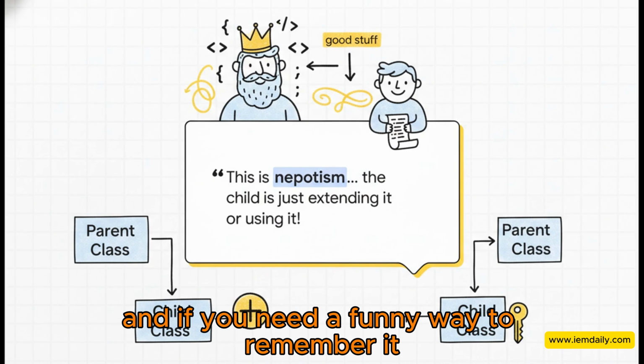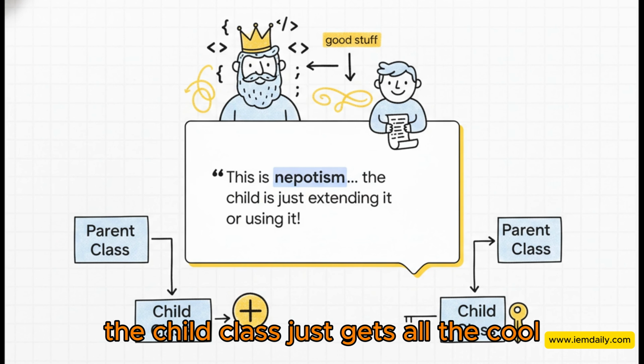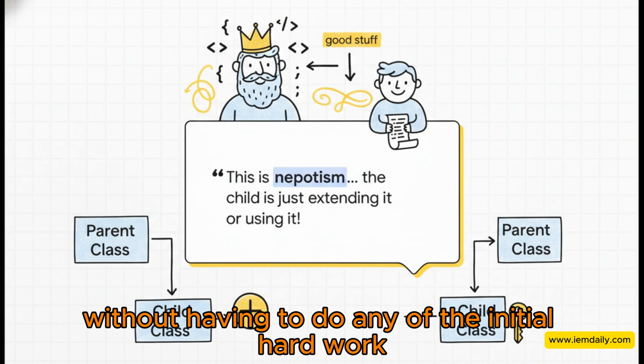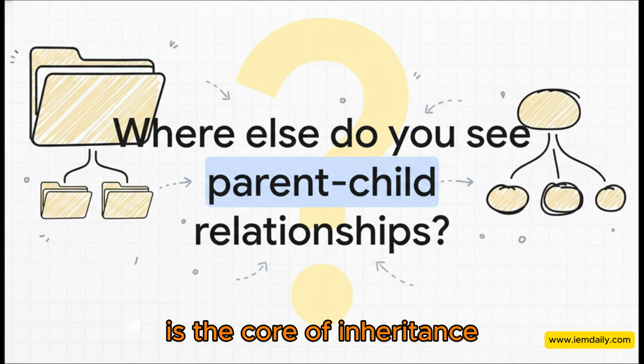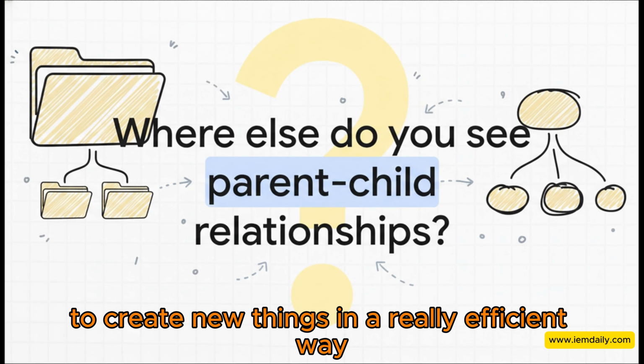And if you need a funny way to remember it, just think of it like this. Inheritance is basically programming nepotism. The child class just gets all the cool features and assets from the parent class without having to do any of the initial hard work. And that, my friends, is the core of inheritance. It's all about building on existing work to create new things in a really efficient way.